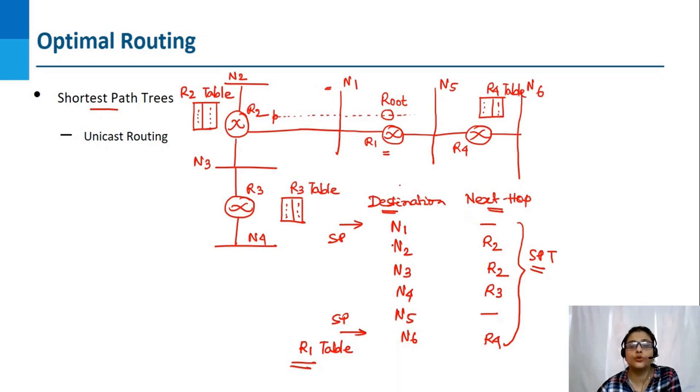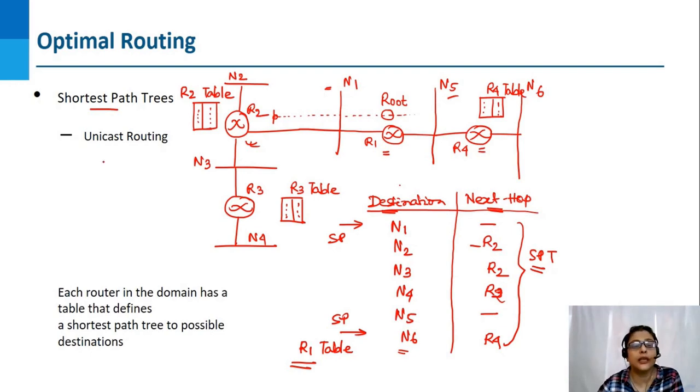If it wants to go to network N2, then the next hop is R2. If it wants to go to network N3, then also the next hop is R2. If it wants to go to network N4, then also the next hop is R2. If it wants to go to network N5, it is a direct connection, so there is no next hop. And if it wants to go to network N6, then the next hop is router R4.